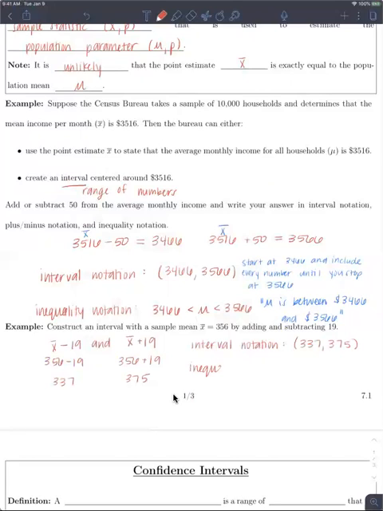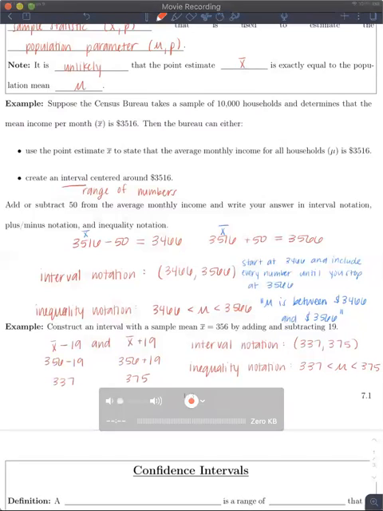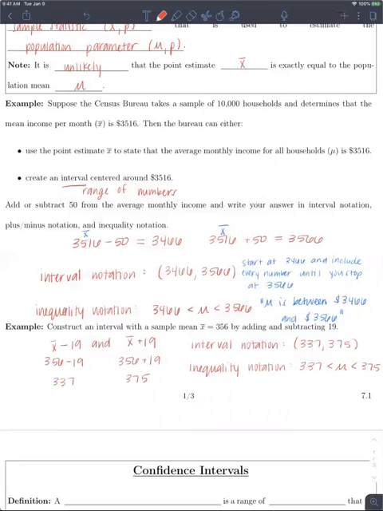And then for inequality notation, we're instead going to have something that looks like this up here with mu and the inequality signs, right? So I'm going to say that mu is between 337 and 375. So is everybody okay with that example? Do you have any questions about either one of these notations or what I'm doing here?